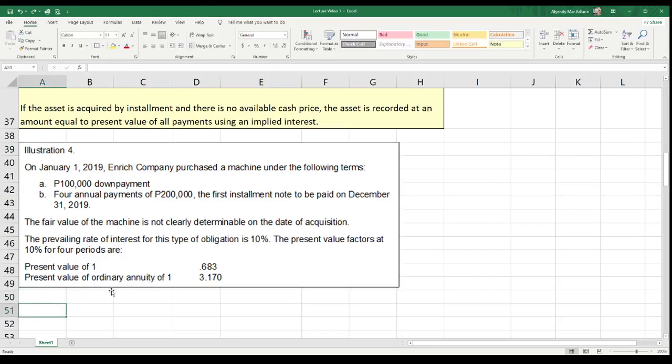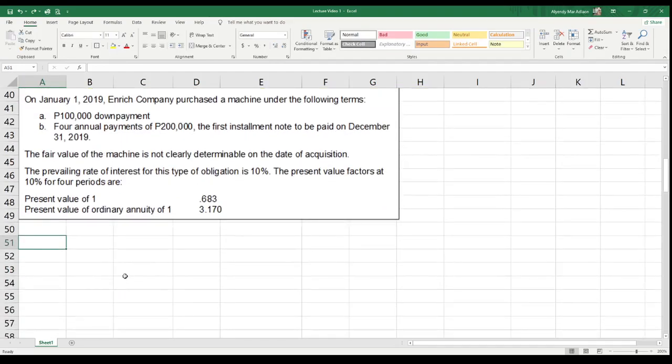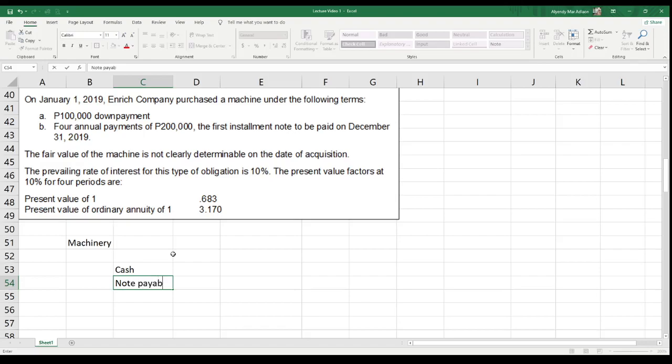By this time, we are going to make a journal entry. Still the same, we will have to debit machinery, credit cash, credit note payable. And since this is still an installment acquisition, whatever the difference is, we have to debit discount on note payable.